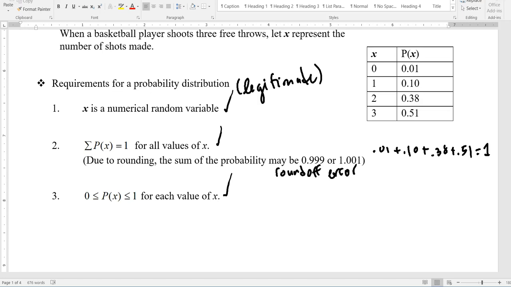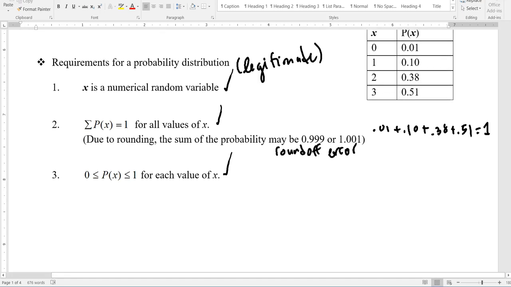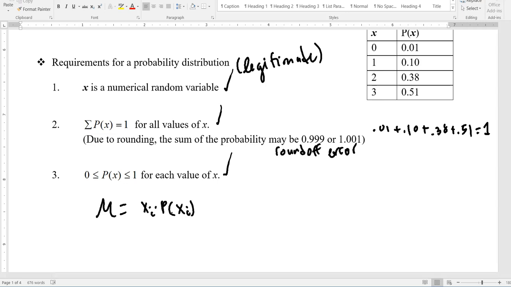And if it's a legitimate probability distribution, then we can find a couple things. The first thing we can find is the mean of these probabilities. The mean will be every X times its probability, X sub i, P sub i. Let me erase this. There we go. So every X times the probability of X, adding them up.